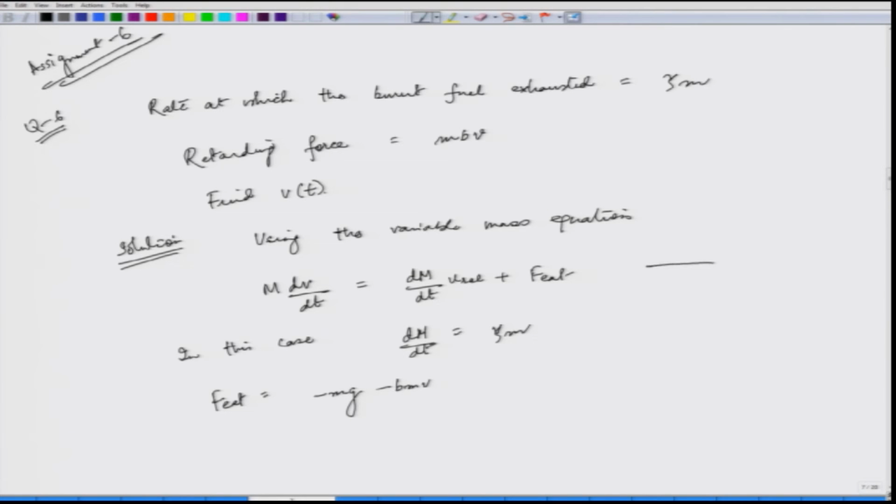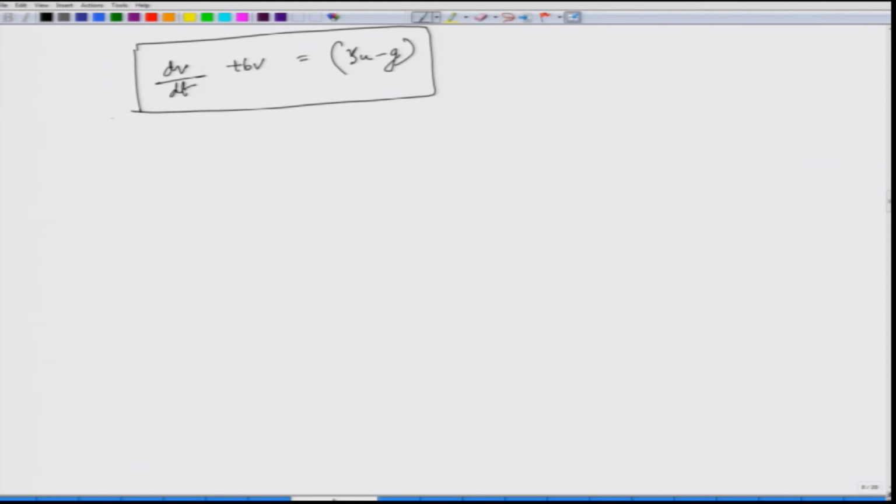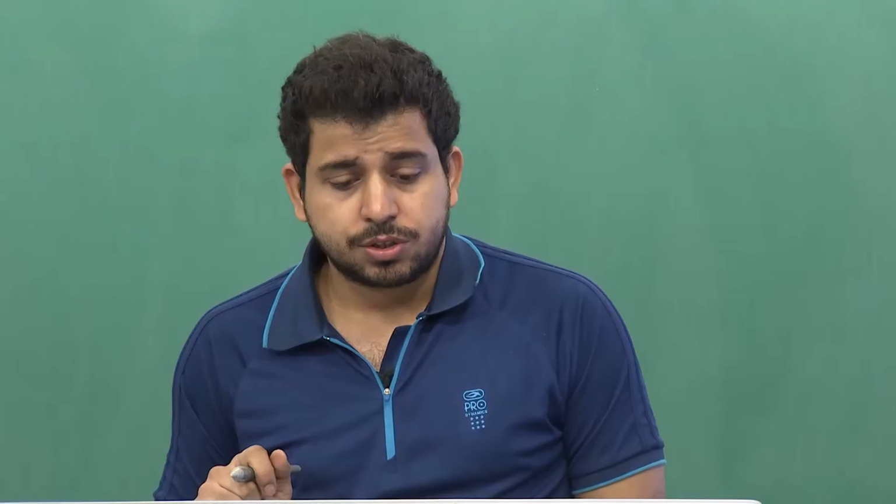So, in this case our equation 1 will reduce to m times dv by dt is equal to gamma m u relative minus mg minus bmv, which means the m cancels from every part, and by a little bit of rearrangement I can write the equation as dv by dt plus b times v is equal to gamma times u minus g. Now, I have to solve this equation, which is to find the velocity as a function of time.